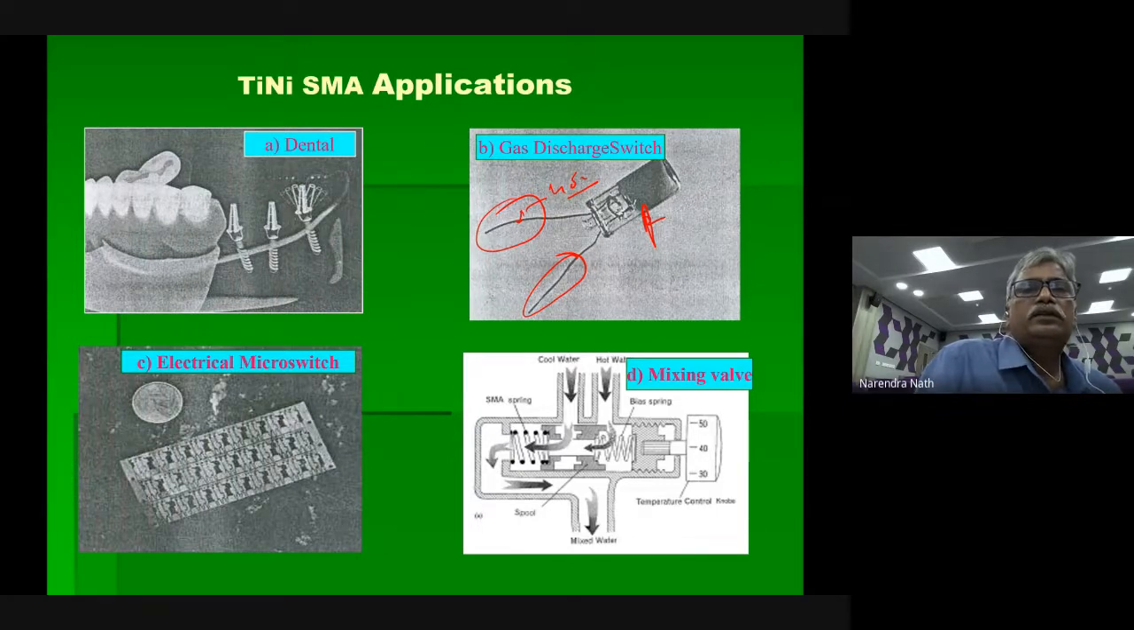The last one I showed are all the dental accessories they use in the human body for their purpose. Similarly, electrical micro switches, and this is actually one kind of mixing valve where there is one SMA spring, and this is one bias spring. Actually, this SMA spring acts as a teacher.